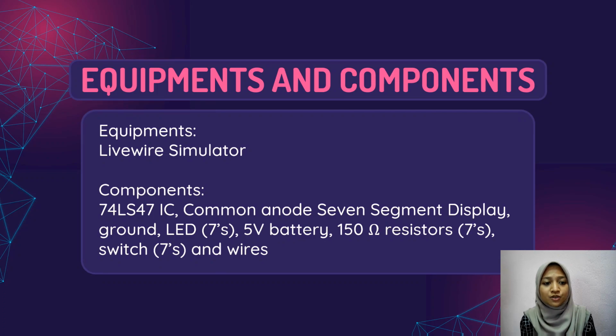Equipment and components. The equipment that we use in this experiment is the Livewire simulator, and the components are 74LS47 IC, common anode 7-segment display, ground, 7 LEDs, 5-volt battery, 150 ohm resistors, 7 switches, and also wires.